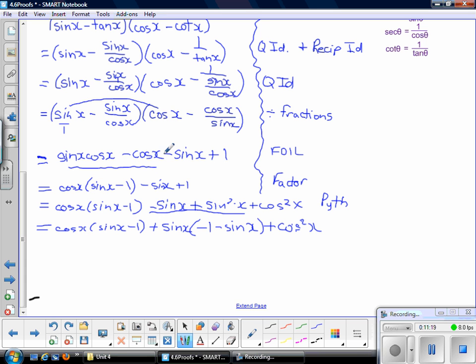What happens if I factor it a different way? I chose these two here to factor because they both had a cos theta in them. But what would happen if I took this first term and the sine x together and factored out a sine? So that would be the first thing that I would do. So I'm just going to put this around here.